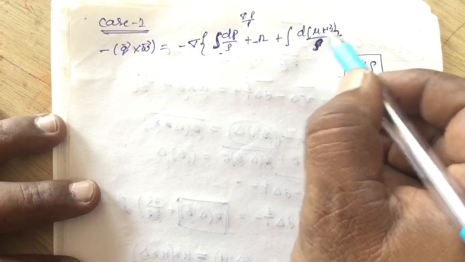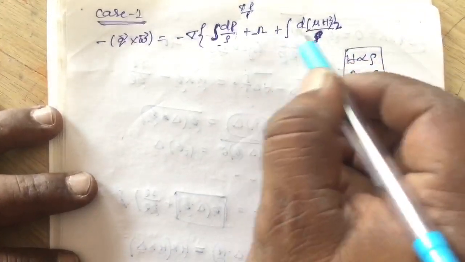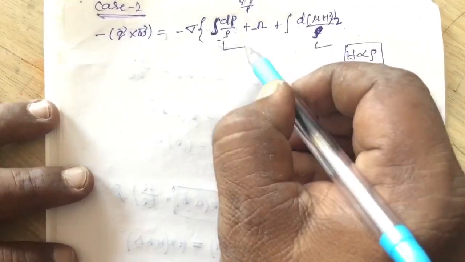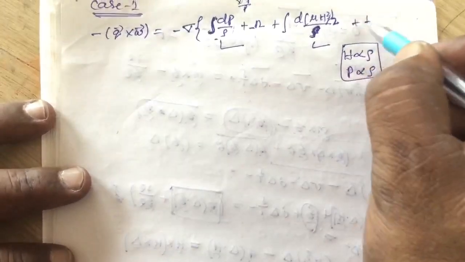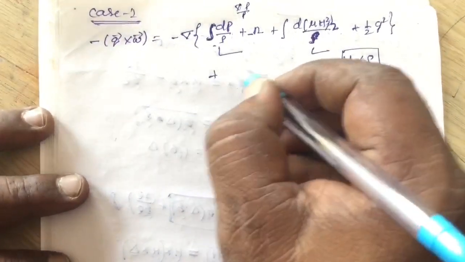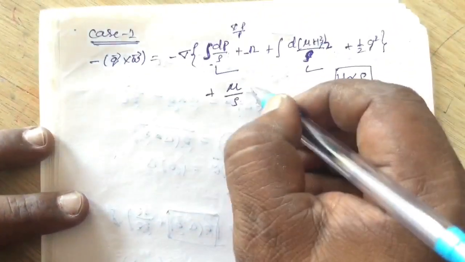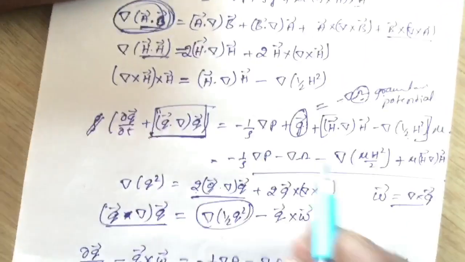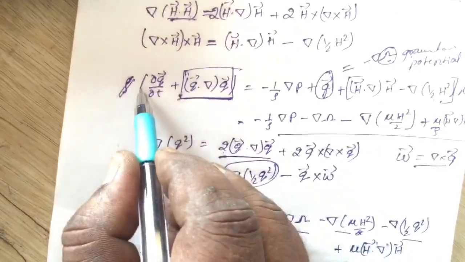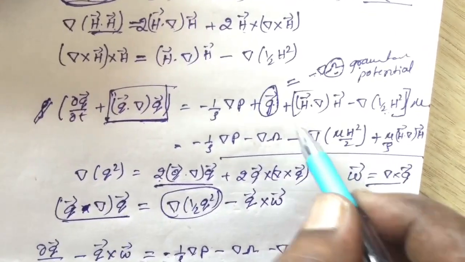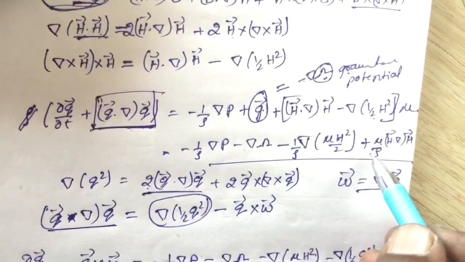Similarly, gradient of mu h square by 2. So here outside, 1 by rho can be written like this. This is for the frozen inflow condition, this is for the barotropic condition, plus 1 by 2 q square, and plus mu by rho into h dot del of h. I think here I forgot rho, because once you divide by rho throughout the equation, it will appear here also. That's why here also you are going to get 1 by rho. Here also you are going to get 1 by rho.